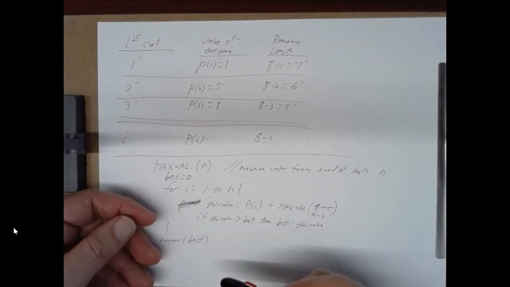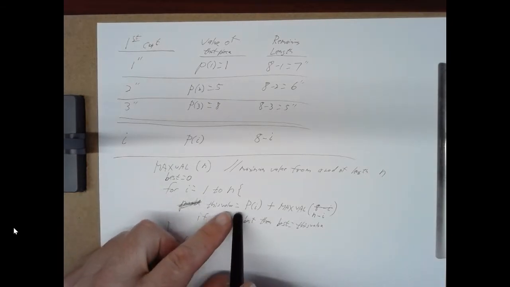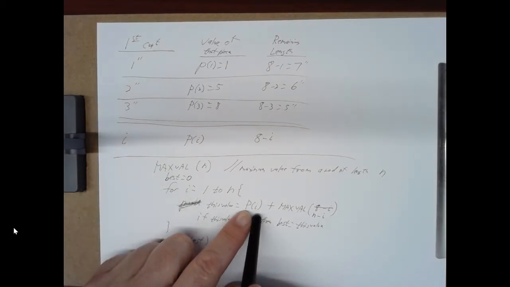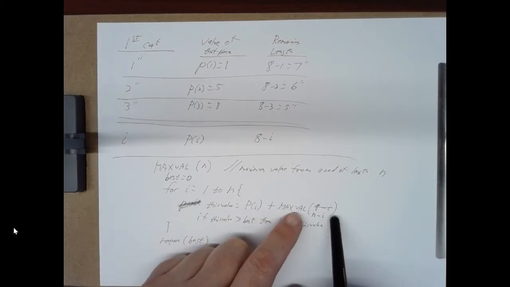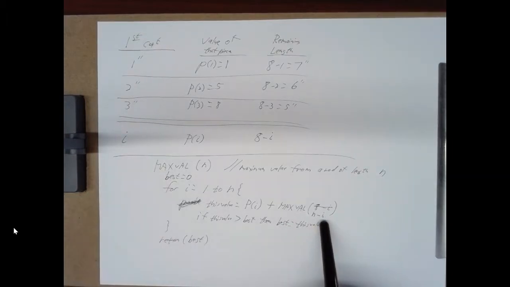So this is saying for each possible initial cut, the value we can get from that cut is whatever the price of that piece of material is worth, plus the maximum value we can get from cutting up the rest of the rod. Right? Our rod gets i inches shorter, so we're left with a rod of length n minus i, and we want the maximum value we can get from that. We're just going to call our max val function. Right? Good old recursion.